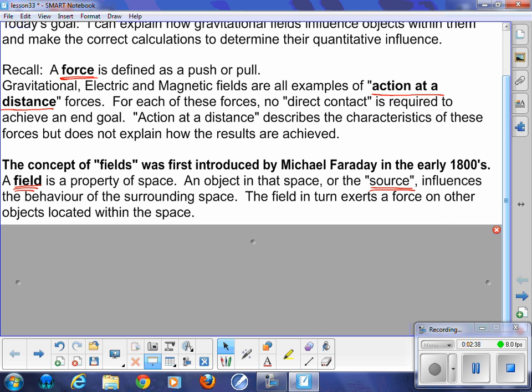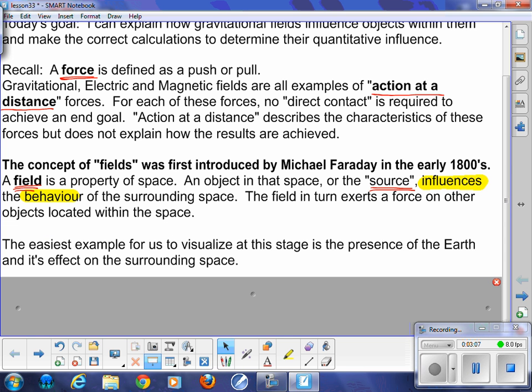So for example, Earth is a large mass. It's a planet, so it is what we would call the source, and the gravitational field around it is what is being influenced. It is influencing the space around it by its mass, and that behavior we refer to as gravity in that case. So the field in turn exerts force on the other objects that exist within the space. So we are looking at what influence sources have, and then objects that come into that region, how do they behave?